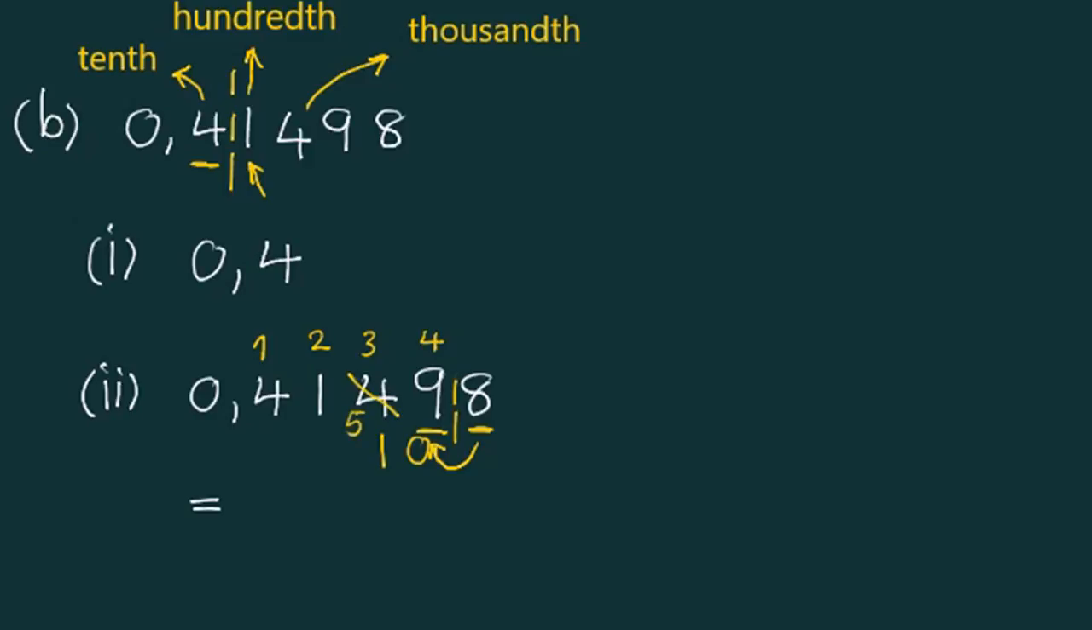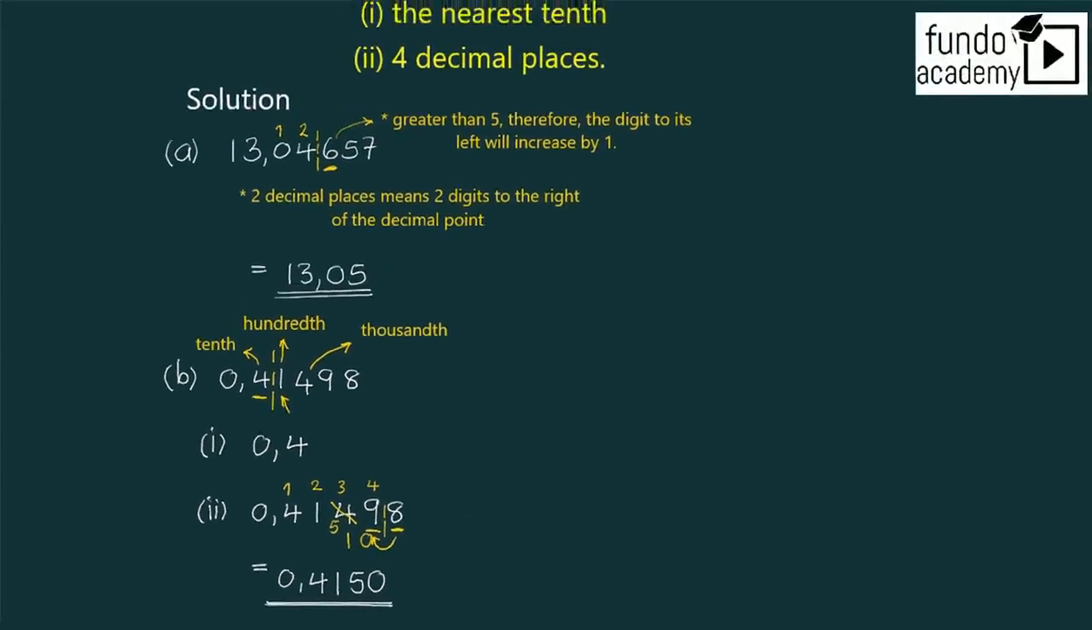So that is how we treat a situation where the digit becomes 10: that digit becomes 0, and the digit before it, or to its left, increases by 1. In this case 4 becomes 5, so that our answer comes out as 0.4150. So this will be our solution to 4 decimal places.